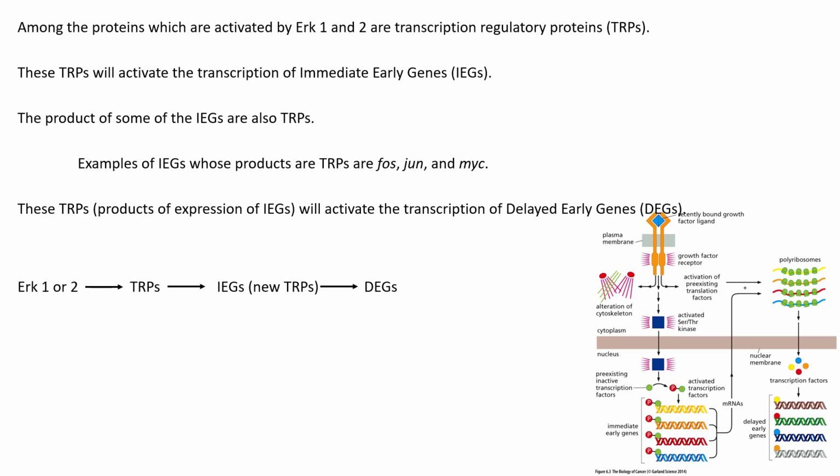Now we have this picture from our study guide. You have activation of the RTK. You have activation of ERK1 or 2 downstream of the pathway that's activated by the receptor tyrosine kinase. You have activation of TRPs by this activated serine threonine kinase. You have the transcription of IEGs. You have translation of the IEGs. Included within the products of those IEGs are new transcription factors, or TRPs, and they go on to activate the transcription of delayed early genes, or DEGs.